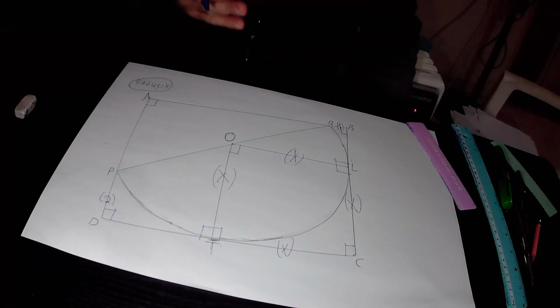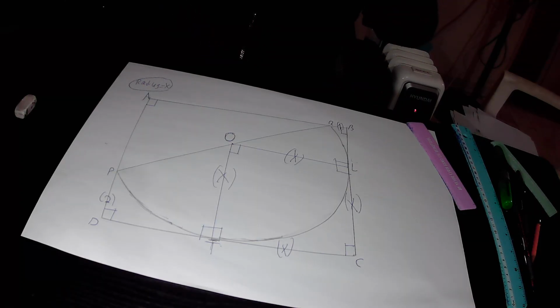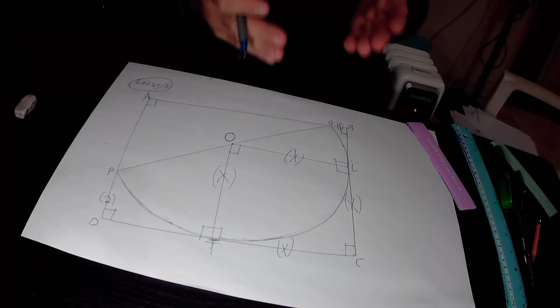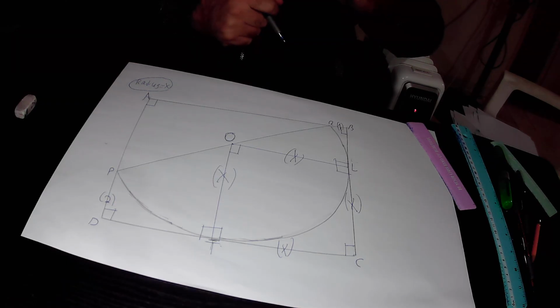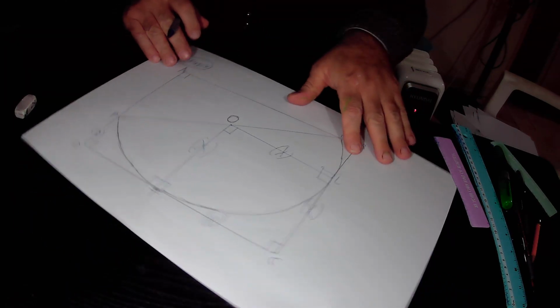So you found out that quadrilateral OLCT is not just a rectangle but a square. Why? Because all of its sides are equal to each other, its side equal to x. So now it is done.